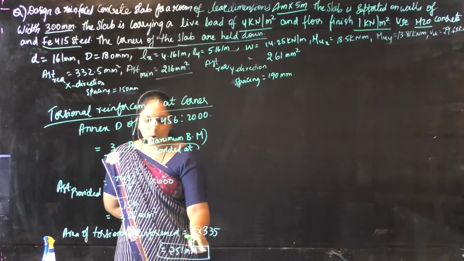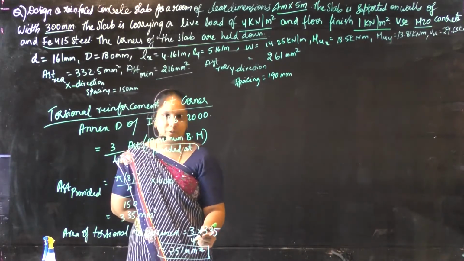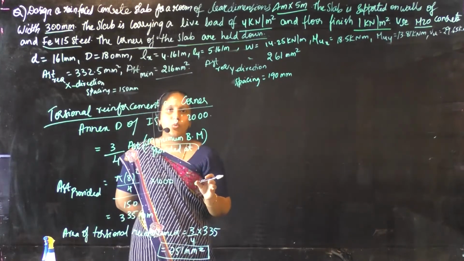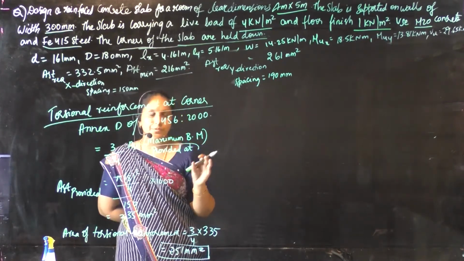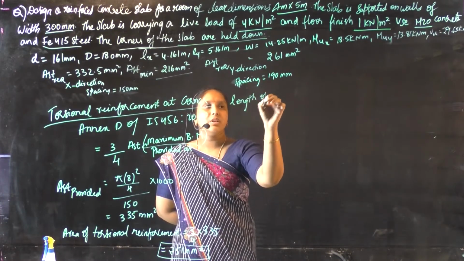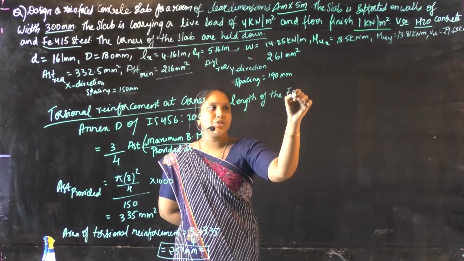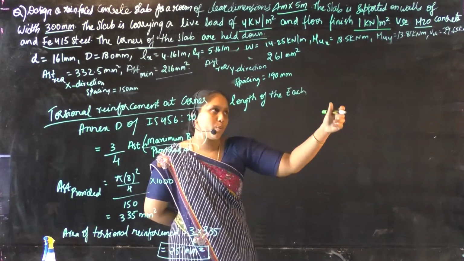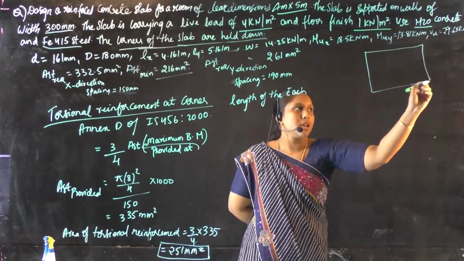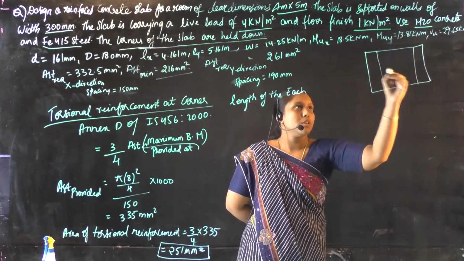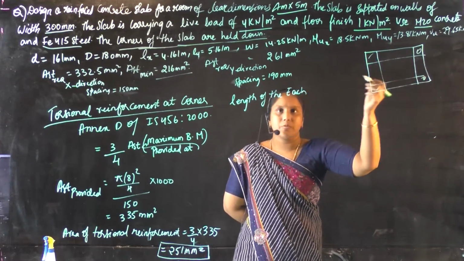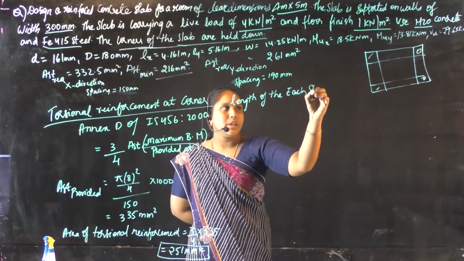Square. So this is going to be our area of the torsional reinforcement which has to be provided. But at what length do we have to provide the torsional reinforcement? Let us find out that. The length of each strip, that is at the corners we are going to provide, isn't it? So if this is the slab, at these corners we are going to provide the torsional reinforcement. So the length of each strip.